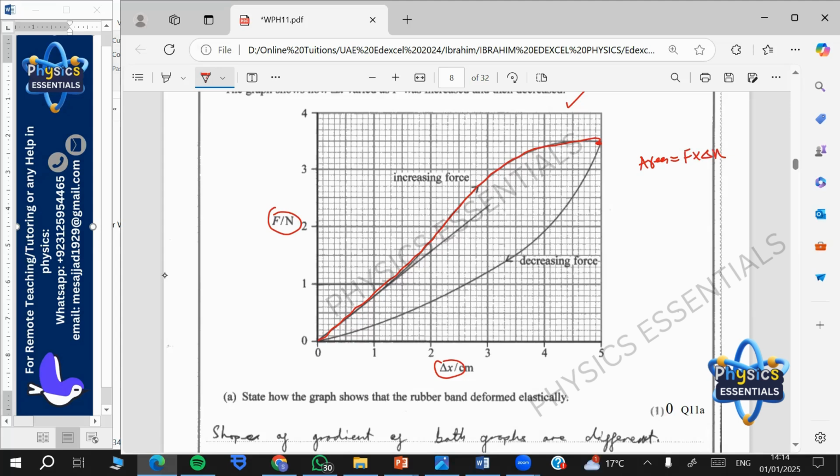And what is F into delta x? It is actually energy, force into displacement, work or energy. It is the same, right? So we can write that energy, or extension energy, is required to do the extension. So extension energy is F delta x, right? So all this area under the graph is giving you the energy required for the extension.